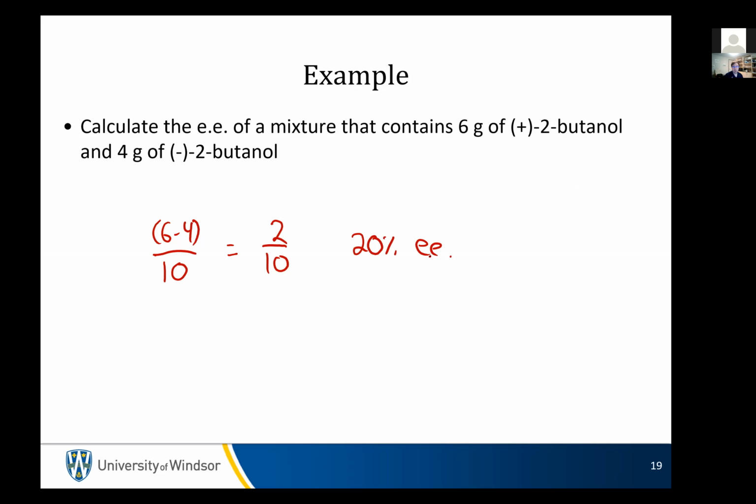So as I said, this is a stupid way to do this. The reason we do this is because this was when you only had polarimetry, you only had this plane polarized light to do measurements. You had no other way to do it.